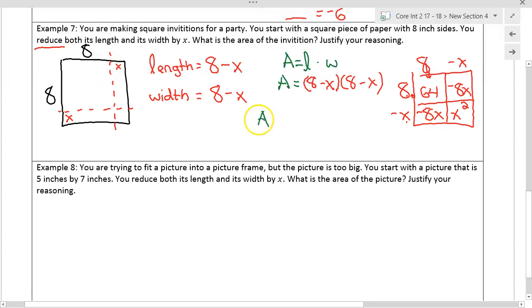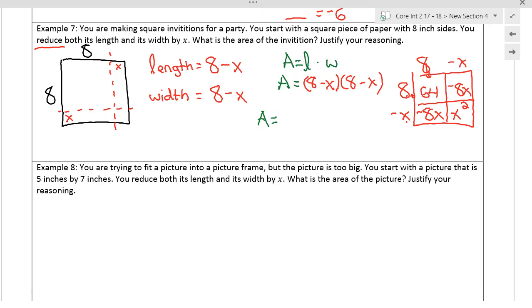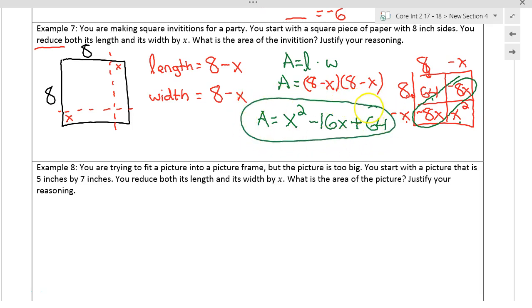So for my area, I'm going to start with the highest exponent, x squared. Then just my regular x's, I have negative 8x and negative 8x. Negative 8 plus negative 8 is negative 16x. And then I have plus 64. So really, once I set up my length and the width, it's just a basic multiplication problem.